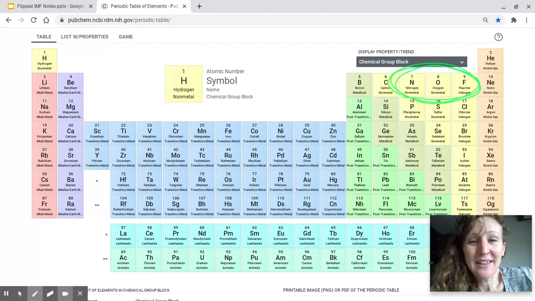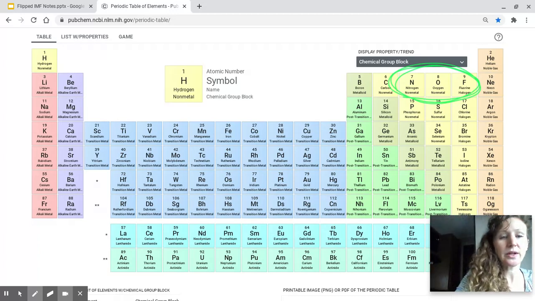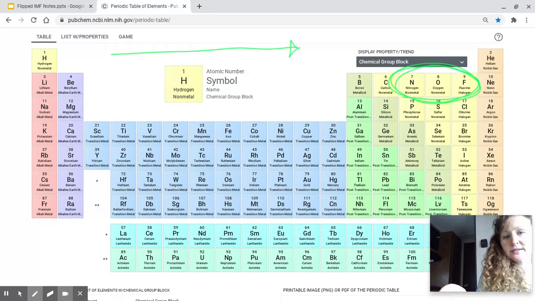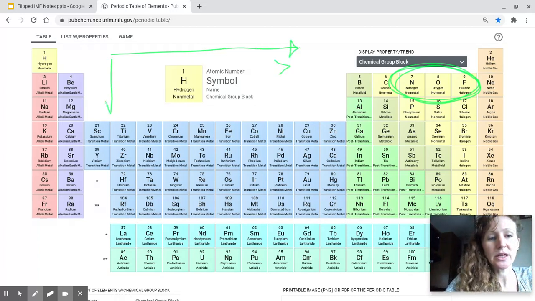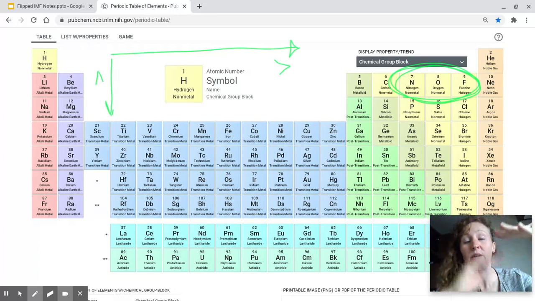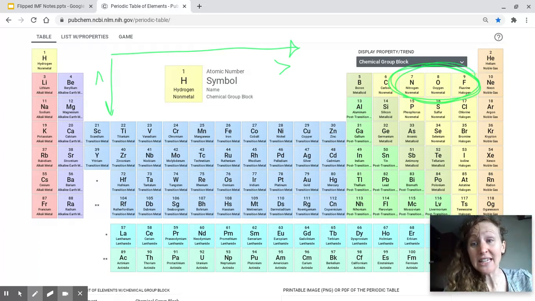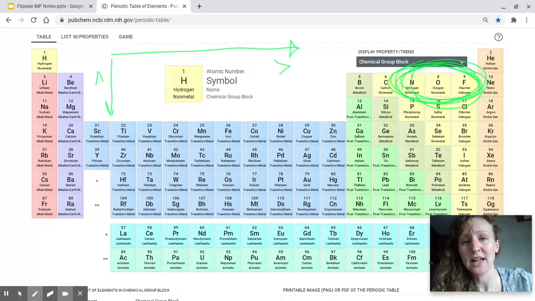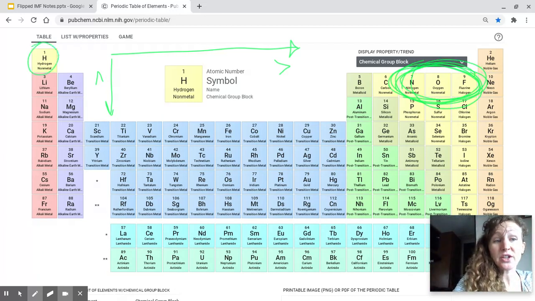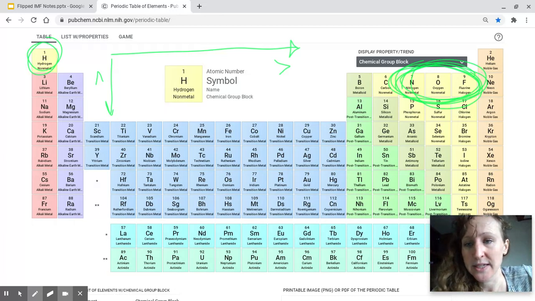This might be a good place to pause and jot some notes down. This really gets back to the periodic trends. If we think about them, these three elements are some of the smallest elements on the periodic table. Atomic radius decreases left to right and increases top to bottom, so the smallest elements are in this corner. Hydrogen is also one of the smallest elements on the periodic table.